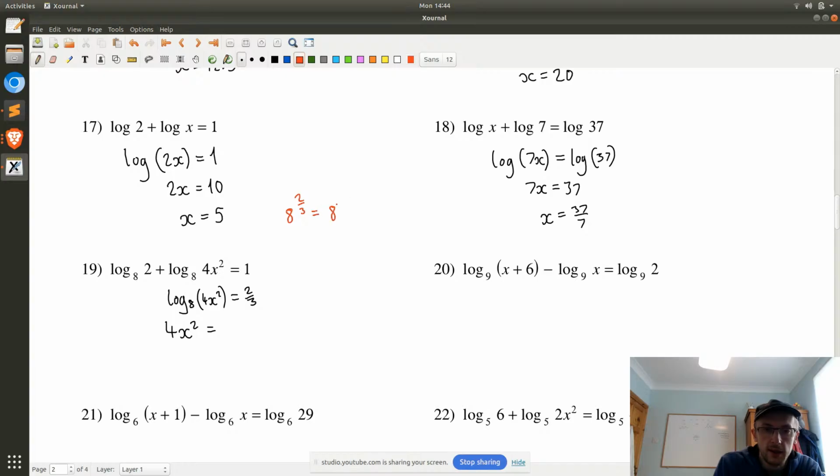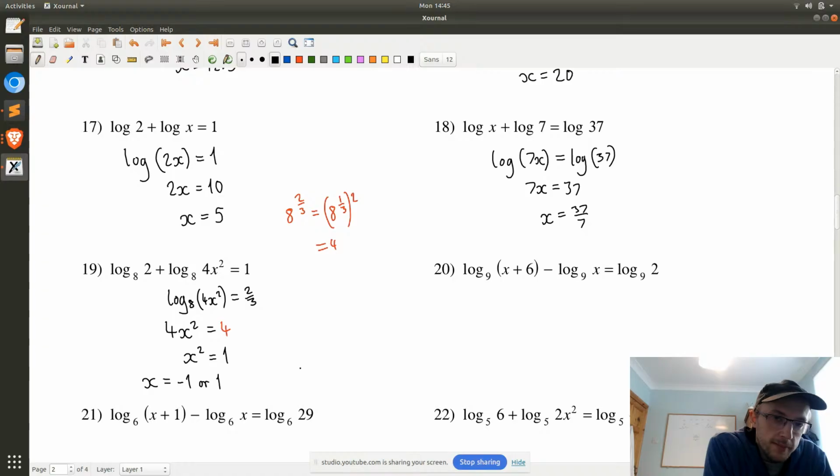Well, that's 8 to the 3rd to the 2, which is 4. So 4 there. So this means x squared is 1. So x is what? Minus 1 or plus 1. So that makes sense when I stick it in. That's totally fine.